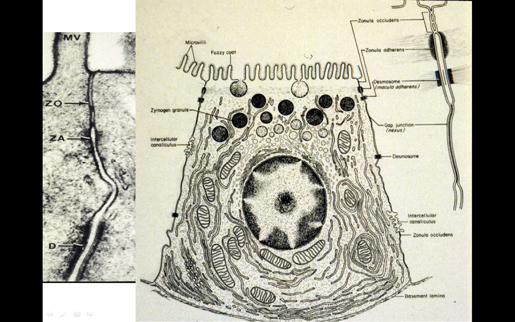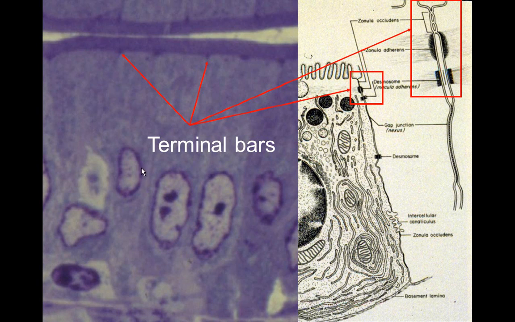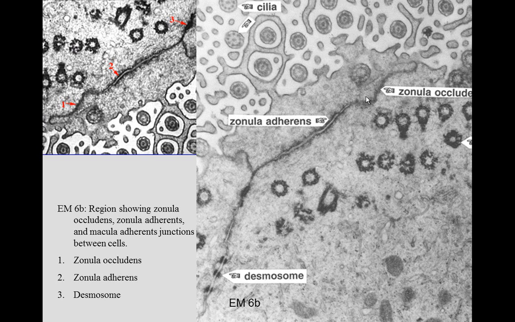And here we can see those again: zona occludens, which occludes things from going through; zona adherens, where the actin filaments interact with these; and then you have the desmosomes, which are the spot welds, and they actually interact with intermediate filaments. If you look at those at the light microscopic level, you can see these bands or bars, so-called terminal bars. And the terminal bars are these three junctions: the zona occludens, zona adherens, and the desmosomes.